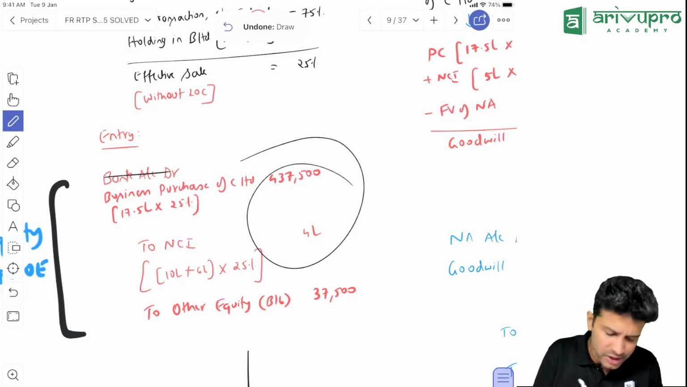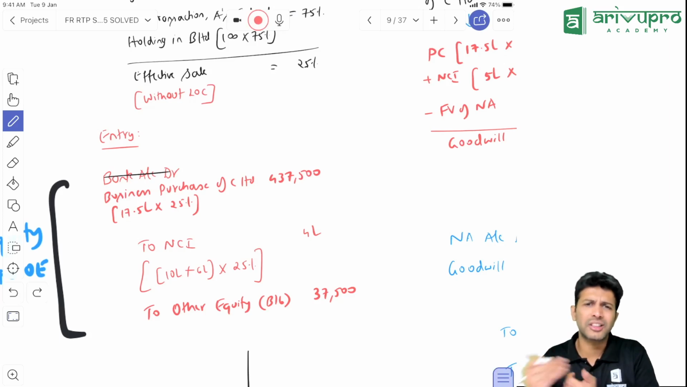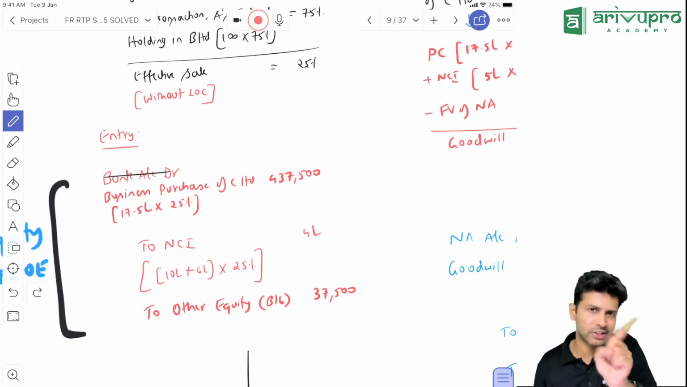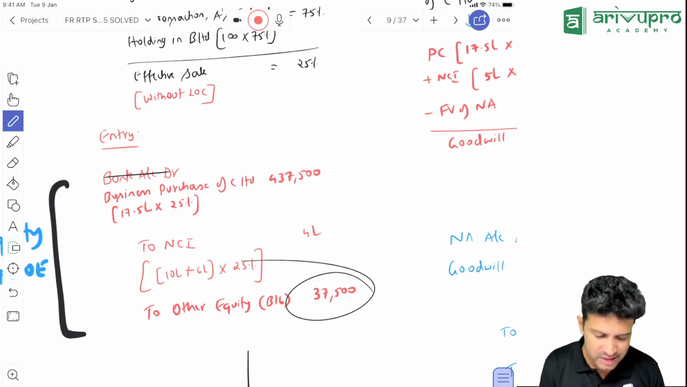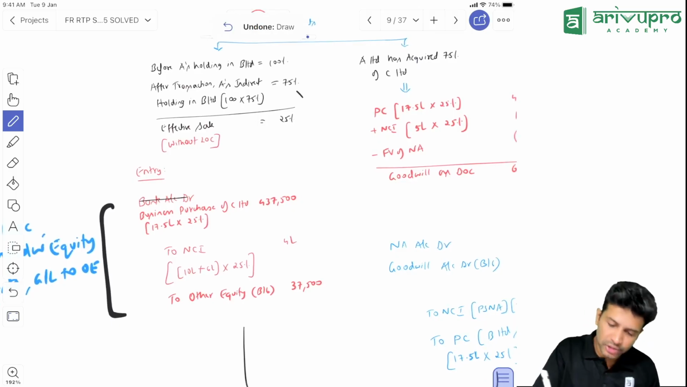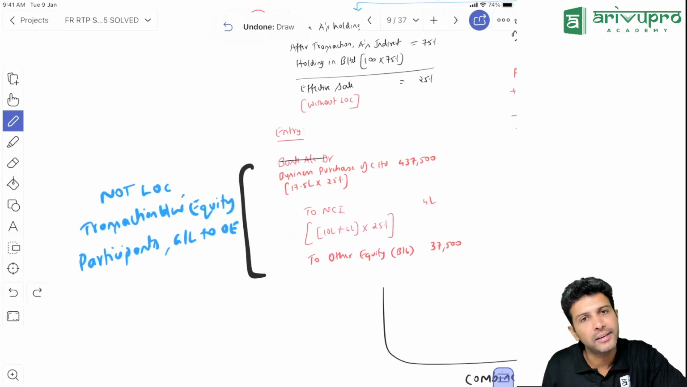Right? If this journal entry does not match, then it's a gain or loss. But this is the gain or loss happening between the equity participants. This will not go to SPL. It will be booked in other equity only. So here you are getting balancing figure other equity 37,500. This is the first requirement of the question. Calculate. Okay. That's all it is. Done. So this is the disposal of B part.